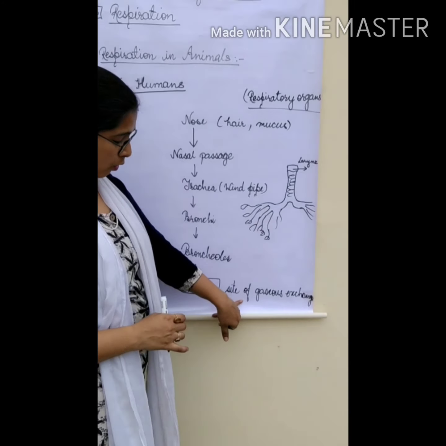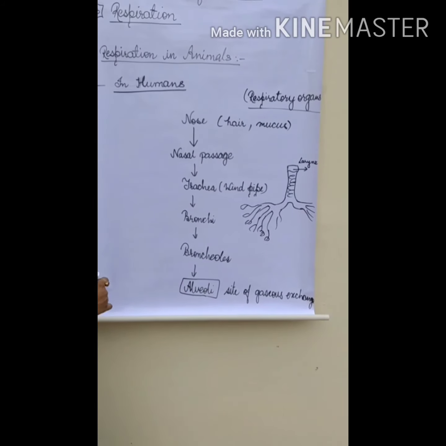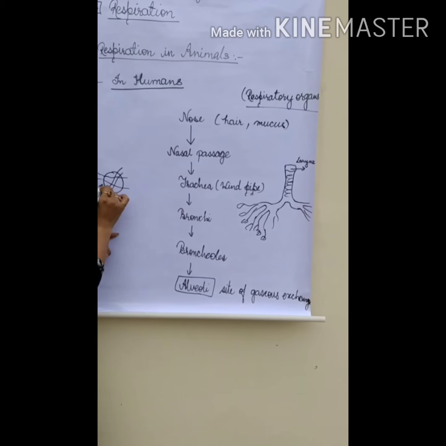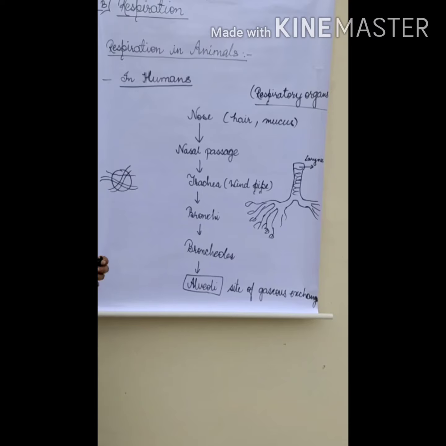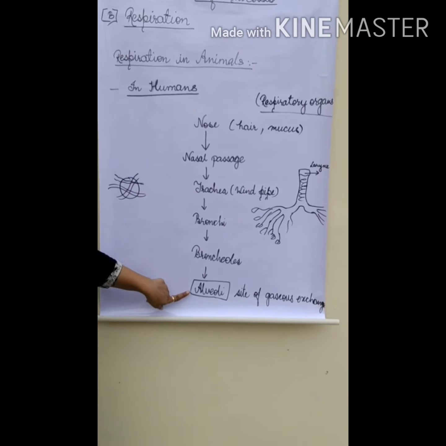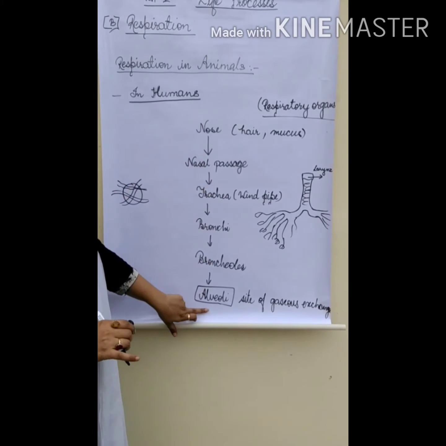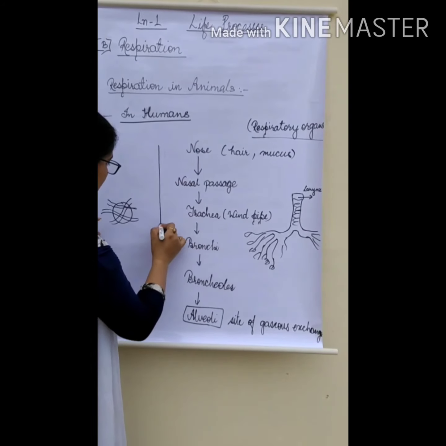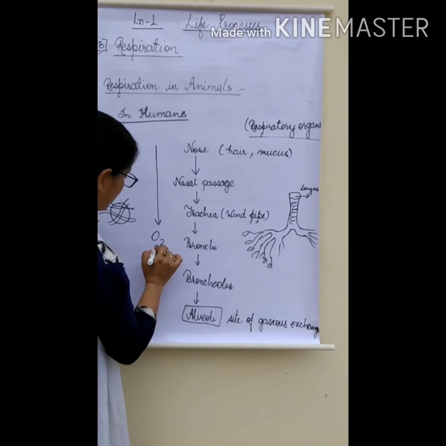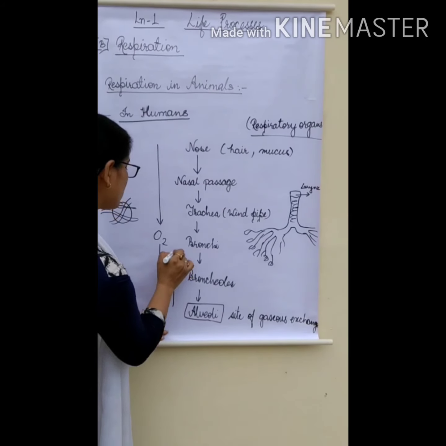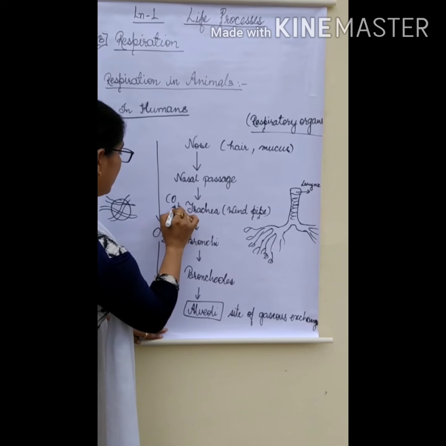That is why it is called the site of gaseous exchange. The air sac is very rich with blood capillaries, and these blood capillaries diffuse the gases. For inhalation, the air comes from the nose to the alveoli, and while exhaling, here we have taken in oxygen, and through the same process we exhale carbon dioxide.